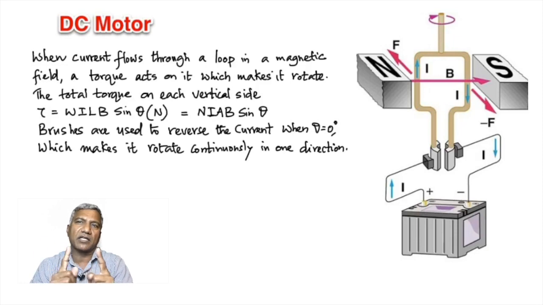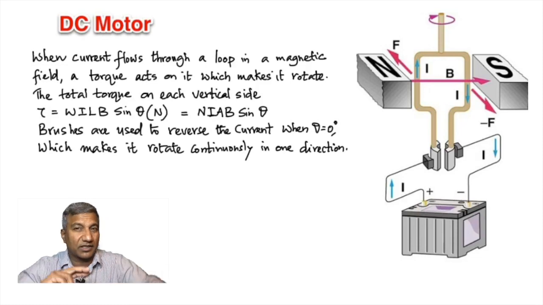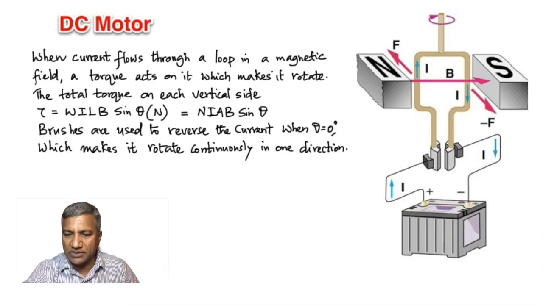So in order to make it rotate in one direction, you've got to make sure that the current changes direction exactly when it makes half a turn. That's when you get continuous rotation in one direction. That's the idea of a DC motor. It's called a DC motor because it's direct current that's flowing through the motor.